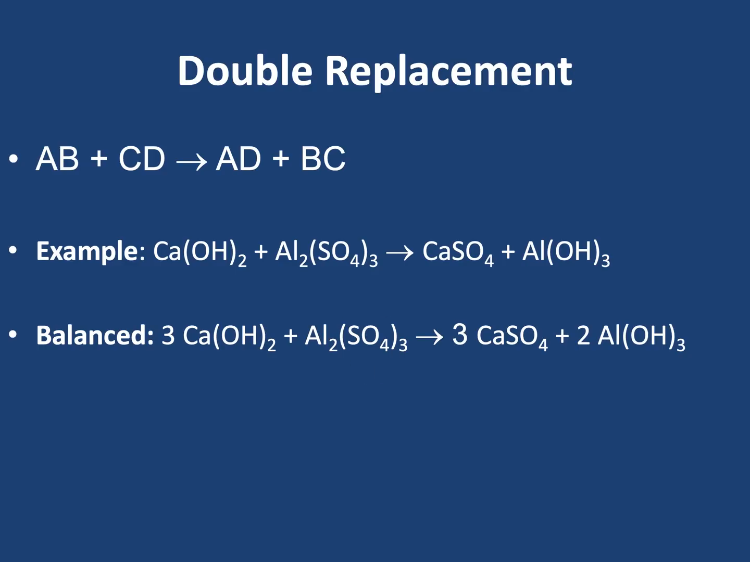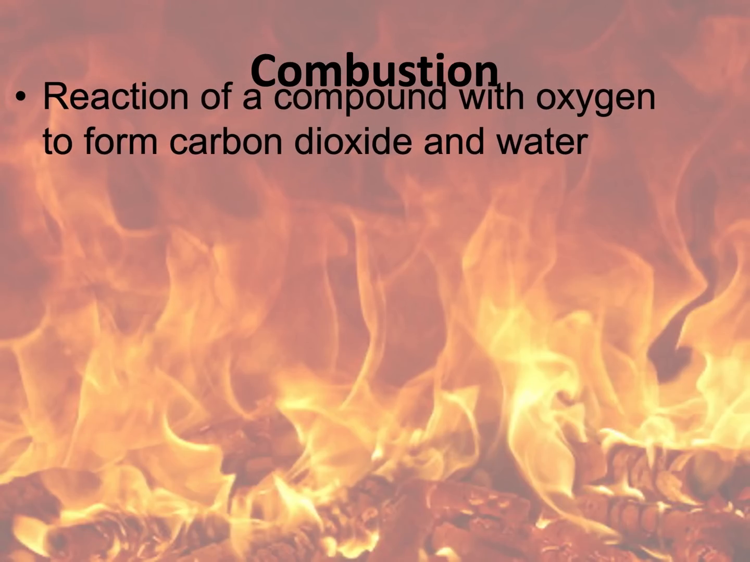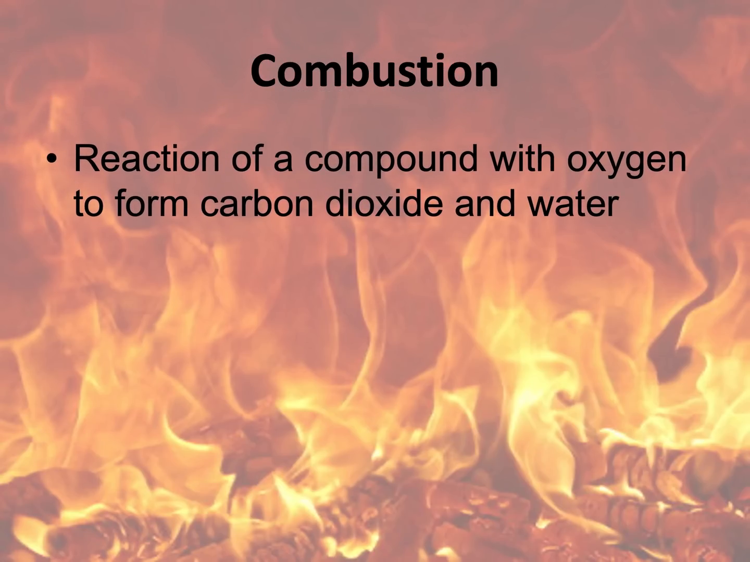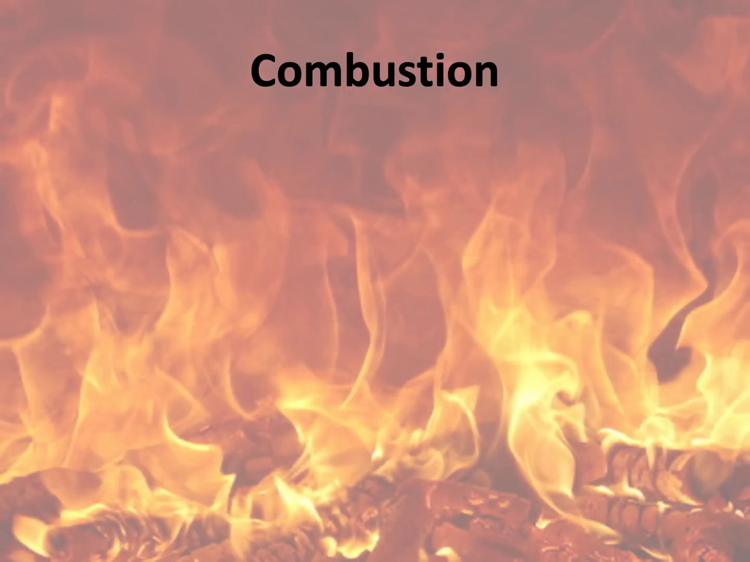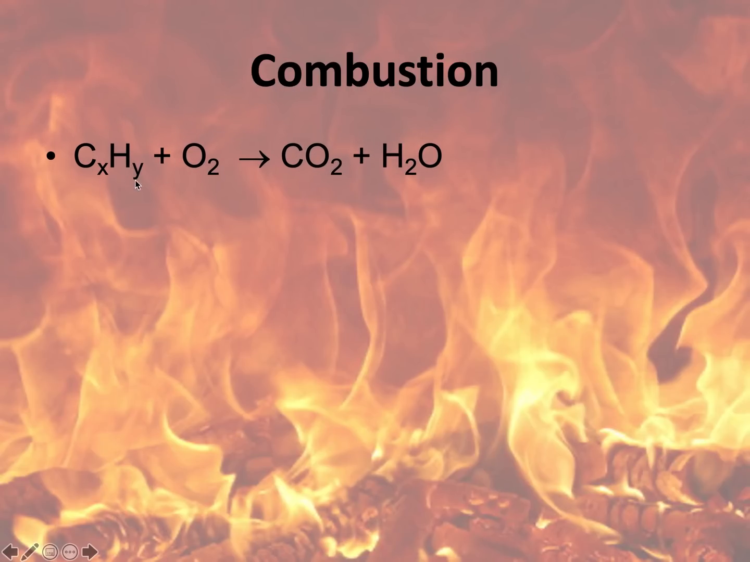Now, my last type of reactions we're going to talk about are my combustion reactions. These are the simplest to predict the products for, but they're arguably the most difficult to balance. So in a combustion reaction, we have the reaction of a compound with oxygen to form carbon dioxide and water. So we have this hydrocarbon. So this X and Y really can be any numbers, plus oxygen to give me CO2 and H2O.